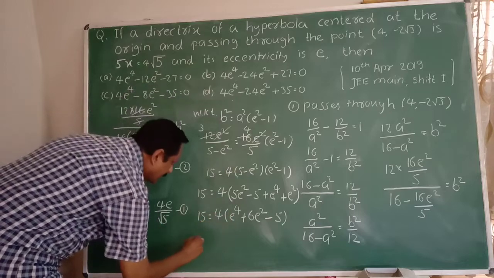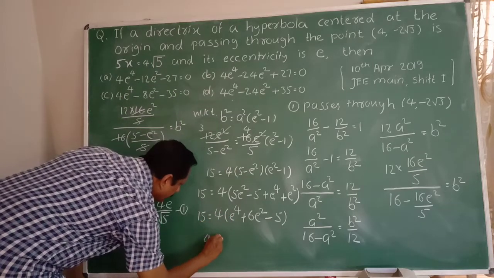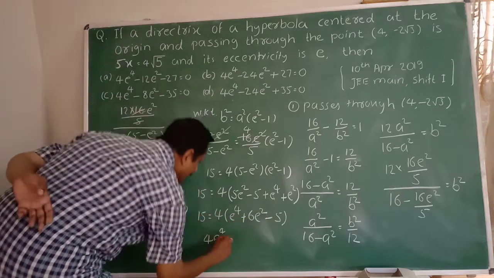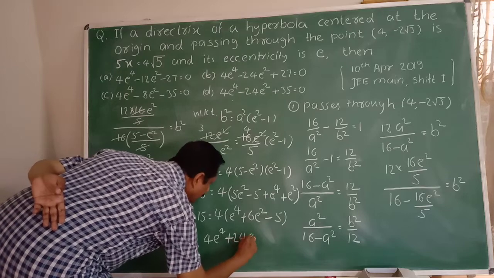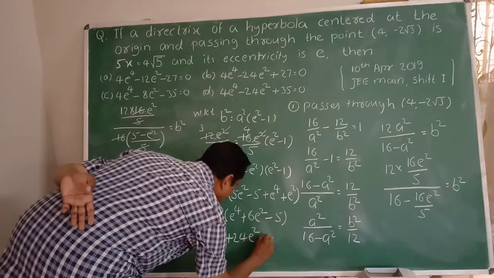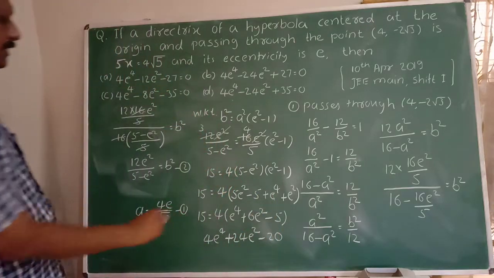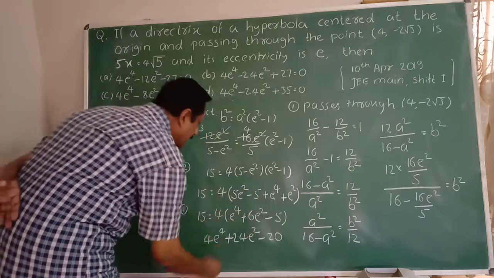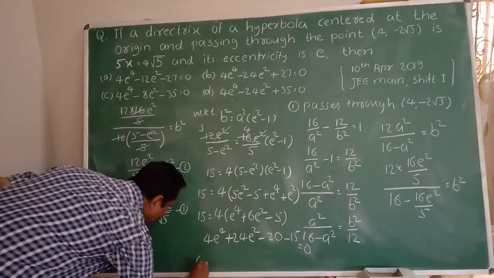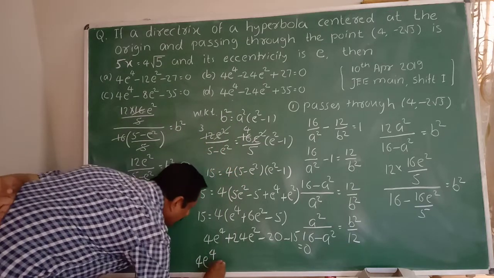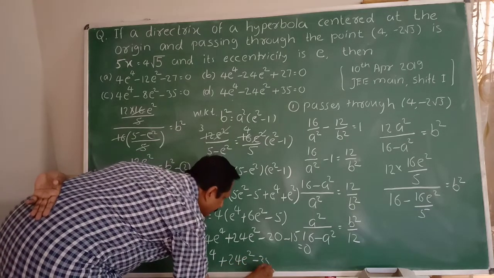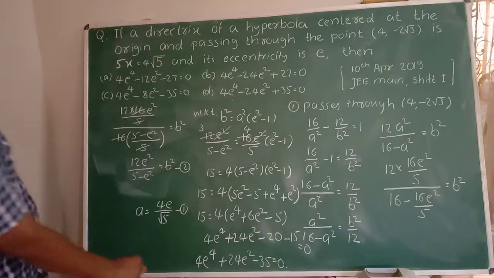Then take 4 inside the bracket here. 4 into e square e raised to 4 becomes 4 e raised to 4 here. Then 6 4s are 24, plus 24 e square. Then 5 4s are 20, minus of 20 here. And take 15 right hand side here, become minus 15 here. Minus of 15 is equal to 0. Hence 4 e raised to 4 plus 24 e square minus of 35 is equal to 0.